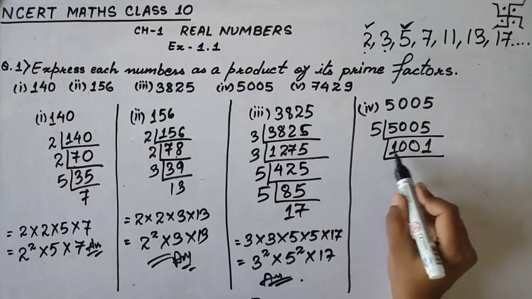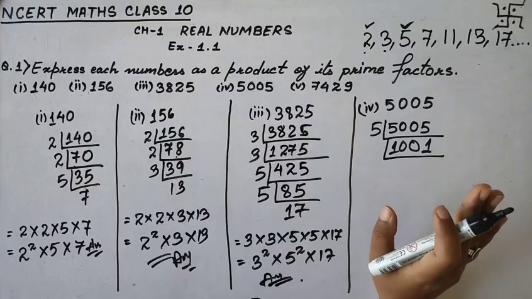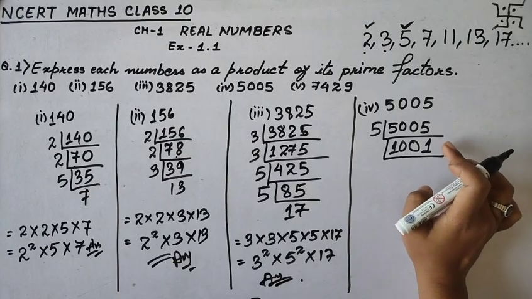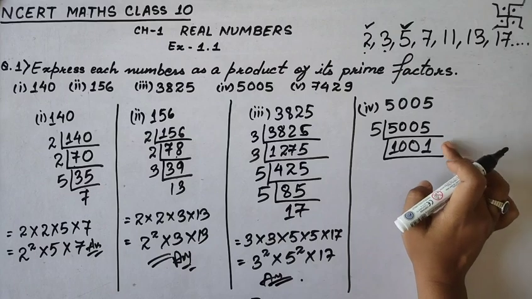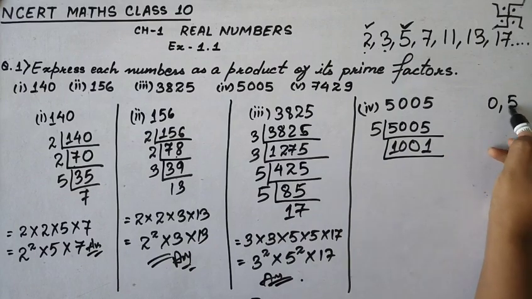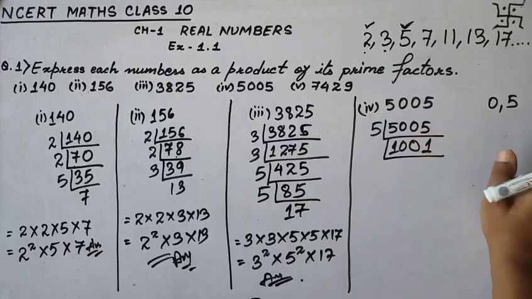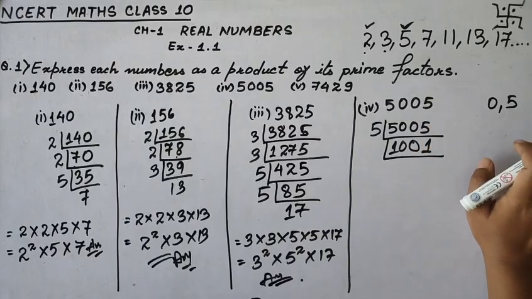And since this is not divisible by 5: for a number to be divisible by 5, the last digit of the number has to be either 0 or 5. If it is neither 0 nor 5, it is not divisible by 5. Okay, this is a tip for divisibility by 5.